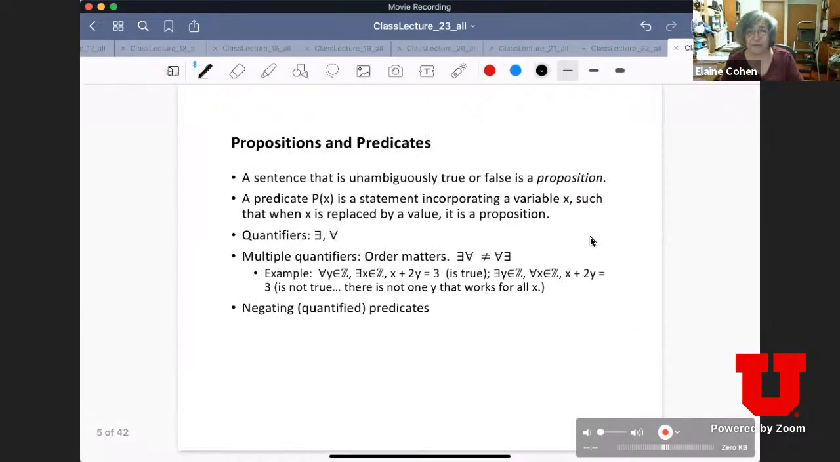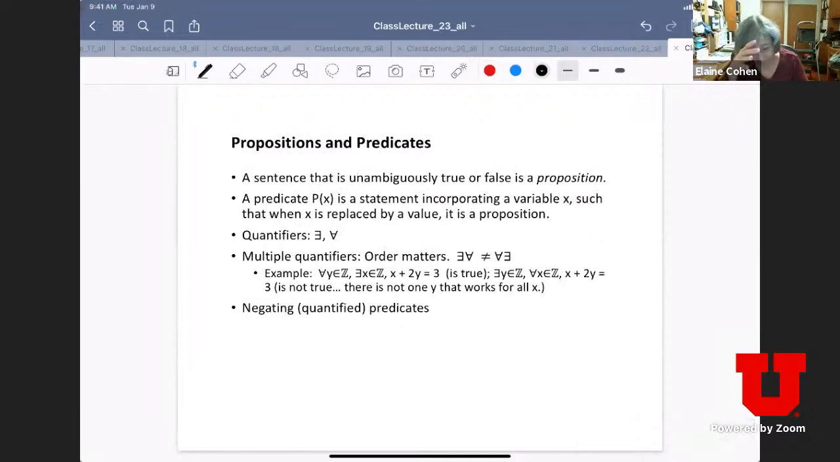Okay, so let's remember predicates and propositions. A sentence that is unambiguously true or false is called a proposition. This is way back at the beginning of the semester. A predicate is a statement that has one or more variables that, when you replace them with values, become propositions, unambiguously true or false.